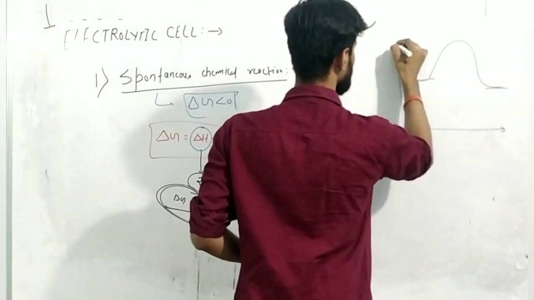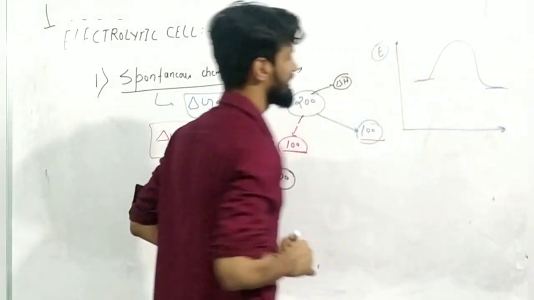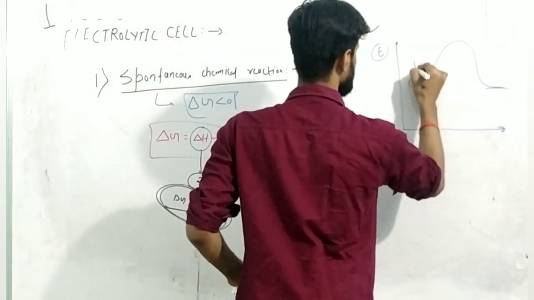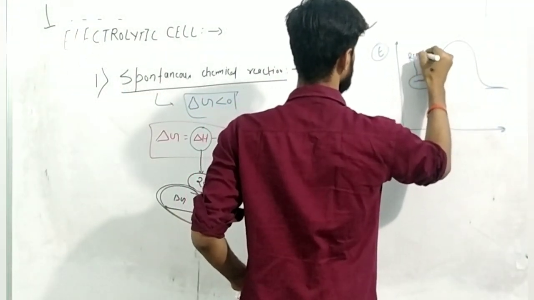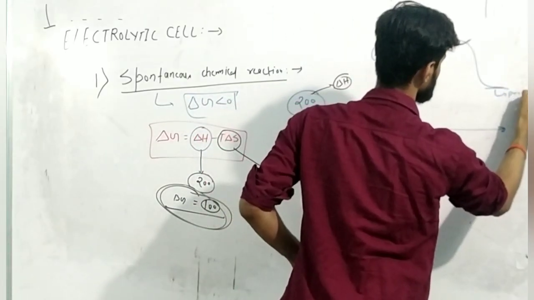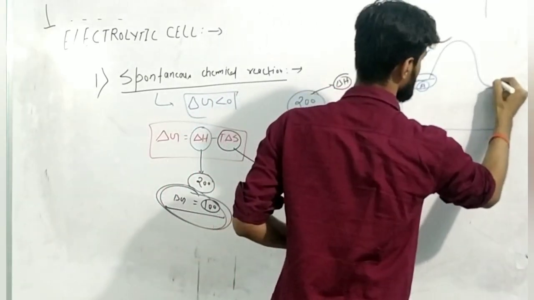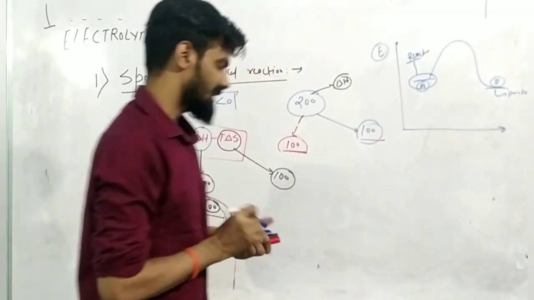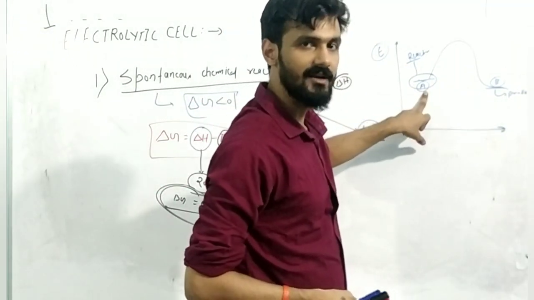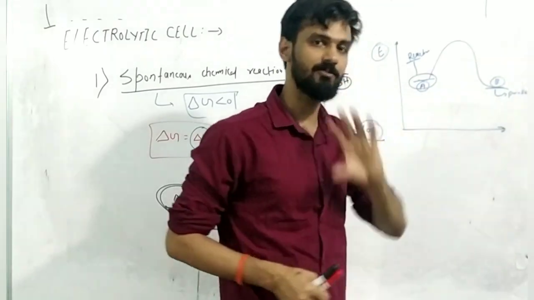I am making the graph on the basis of the reaction coordinate. I am assuming this is the reactant, and this one will be the product. Suppose A is the reactant and B is the product. In this graph you will see that the energy of the product is less than the energy of the reactant. I am discussing the potential energy only.